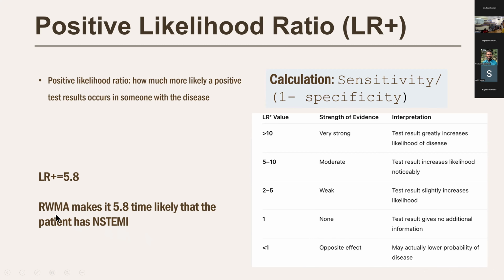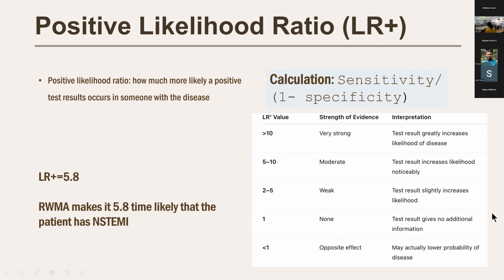So that means a regional wall motion abnormality makes it 5.8 times more likely that a patient has an NSTEMI. Now, as a rule of thumb for likelihood ratios, if a likelihood ratio is greater than 10, that's very strong evidence to suggest this patient probably has a disease. 5 to 8 is moderate, and less than that is not so great. Here we have a 5.8, which is just above that point. So there's a moderate likelihood that this test being positive increases the chances of the patient having a disease.